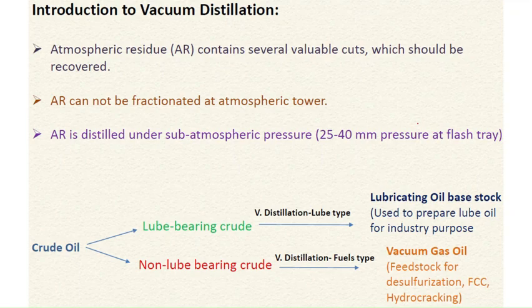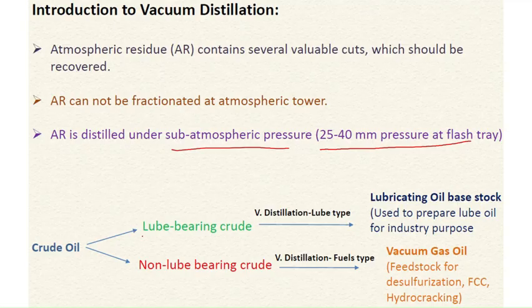So coming on to the vacuum distillation, for the atmospheric distillation unit, atmospheric residue is a residue, but it also contains several valuable cuts which we need to recover. Atmospheric residue cannot be fractionated at the atmospheric tower, so it needs to be processed at subatmospheric pressures, basically 25 to 40 mmHg of pressure at the flash zone.